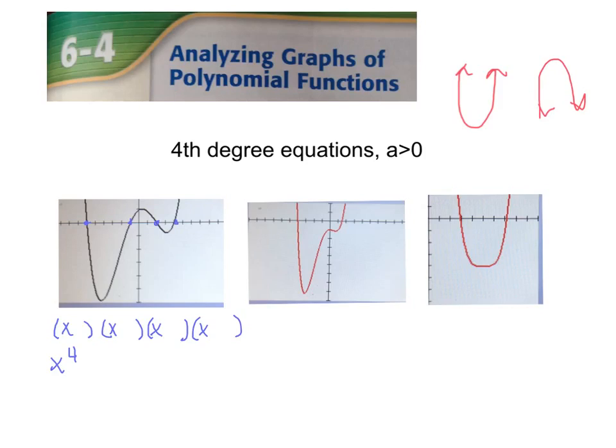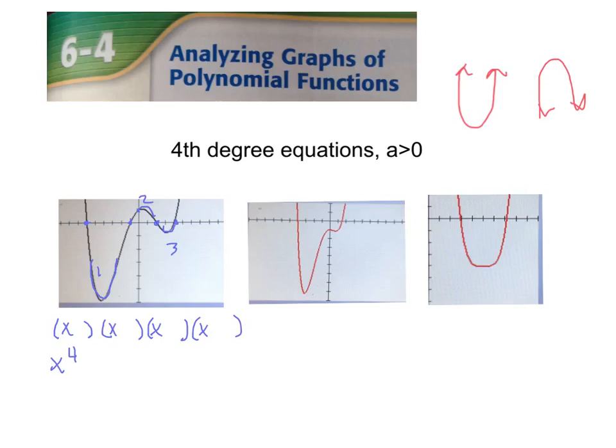Also notice that since you have 4 real zeros, you also have 3 turns in the graph. Here it turned around to come back up, there's one turn, and then it turned around to come back down, it turned around to go back up. So you have 3 turns in this graph.